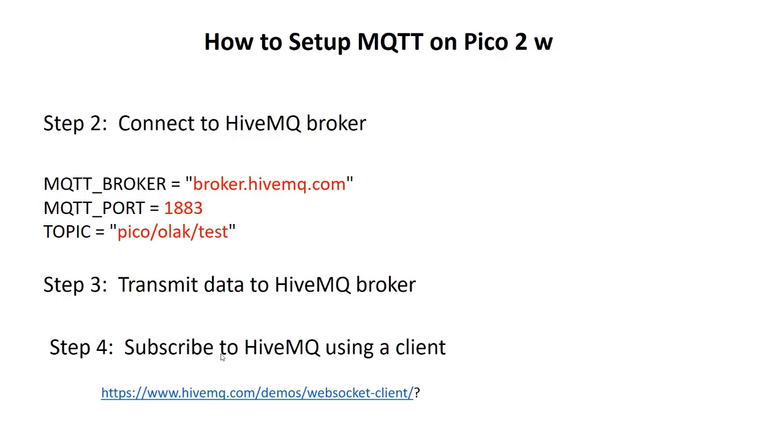Then of course the third step is to transmit our data to this particular broker. Then the fourth step is for us to subscribe using a client. So in this case, I'm going to be using a public broker, which is good for our test purpose. But in the future, you may want to use a private broker, or you may want to create some login for your broker in order to allow for authentication. Okay, so let's see how this is done on our Thonny IDE.